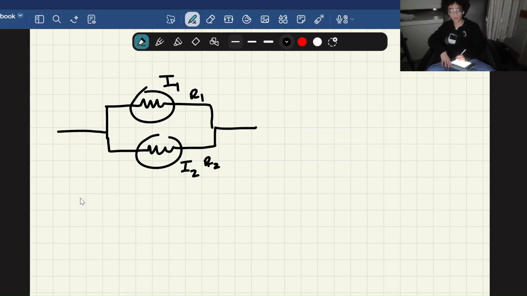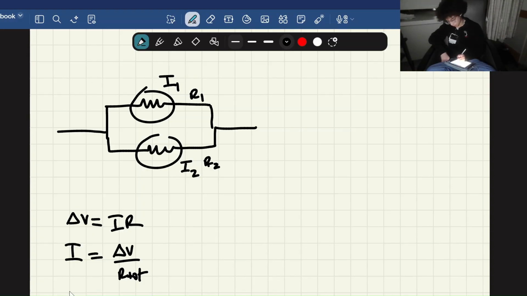So according to Ohm's law, delta V is equal to IR, so I is equal to delta V over R total. And then from the junction law, we know that I is equal to I1 plus I2. And so to get I1 and I2, I1 is equal to delta V over R1, plus delta V over R2 for I2, and then I is just delta V over R total.